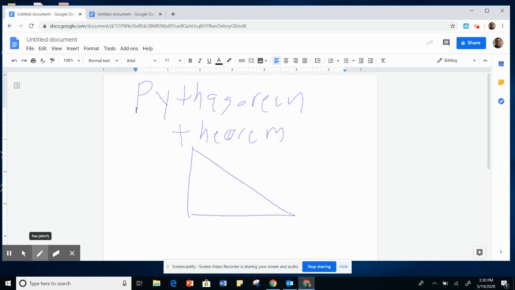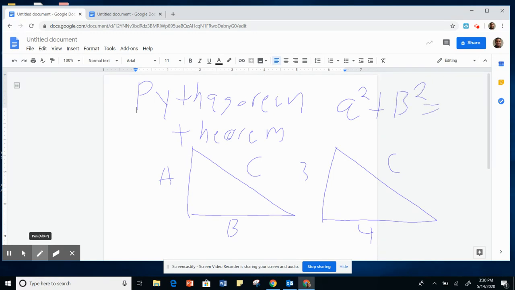Let's say you have a triangle here. This is A, this is B, and this is C. And let's say A is going to be 3, B is 4, and you want to find out what C is. Well, there's a strategy here, and this is A squared plus B squared equals C squared.